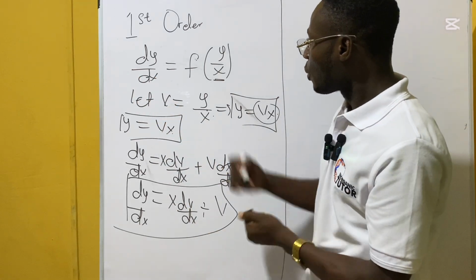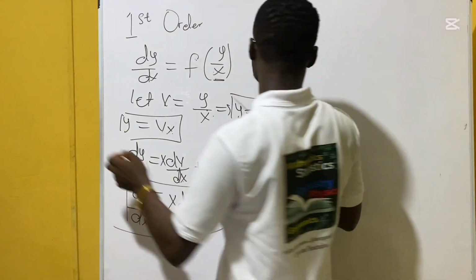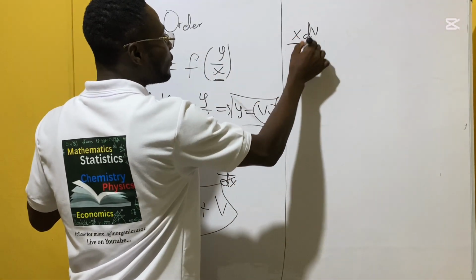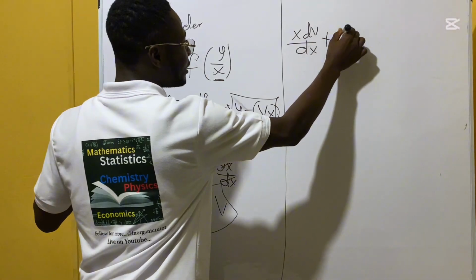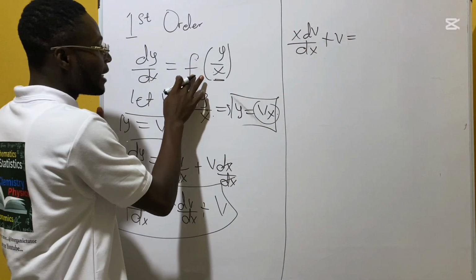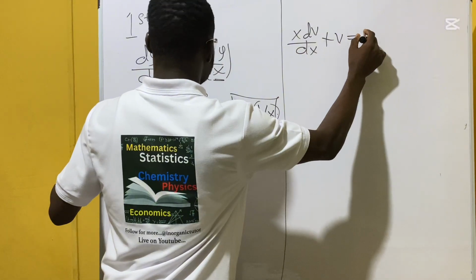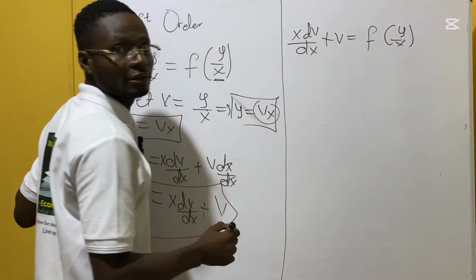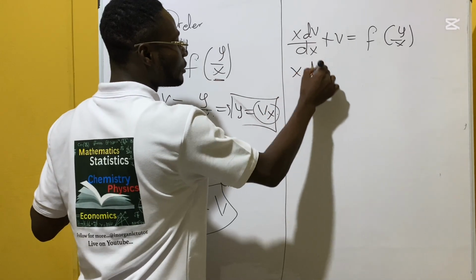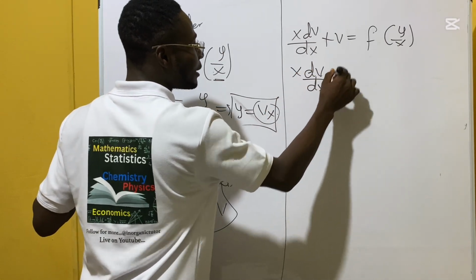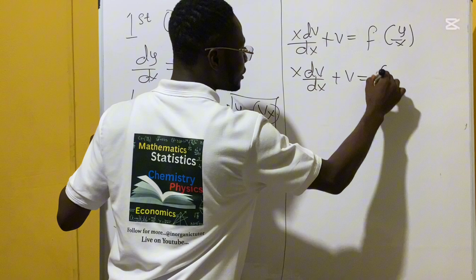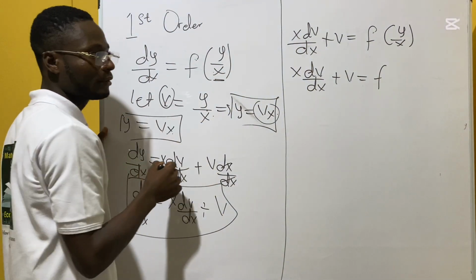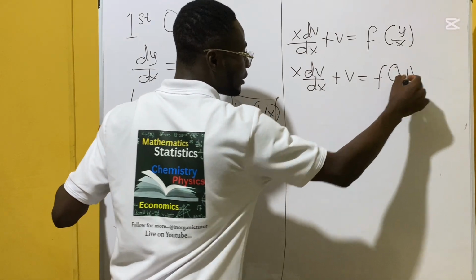Once we have that, it means we are going to have x dv/dx plus v equal to a function of y on x. We know that y on x is, of course, v. So we have a function of v.